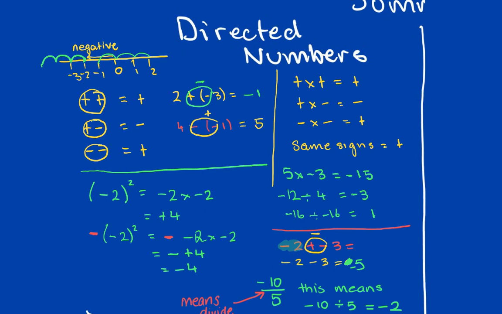Okay, and the last thing I wanted to say is this line, I'm sure you're all seeing the fraction line, is the same as divide. So negative 10 fraction line 5 is the same as negative 10 divided by 5. So it's the same as writing it this way, and the rules still apply. Okay, let's keep going.